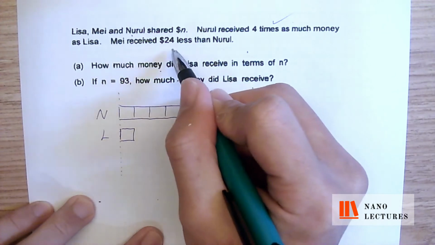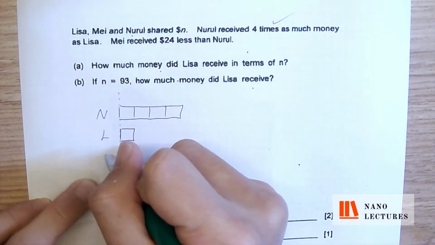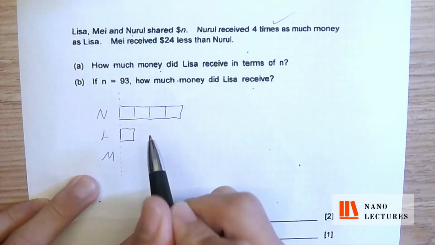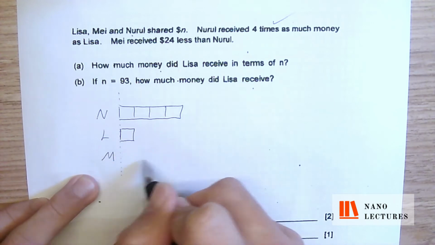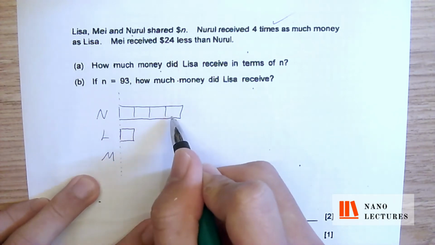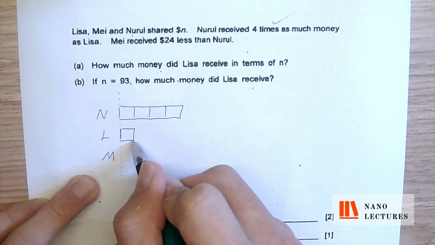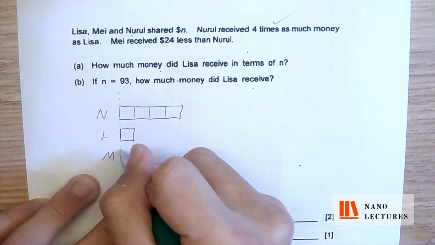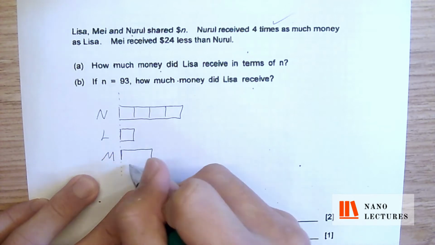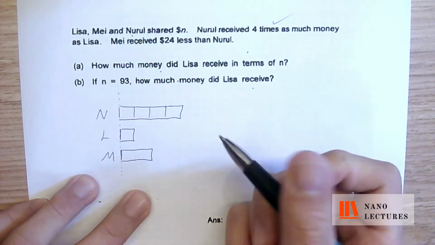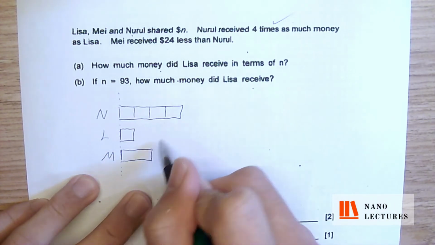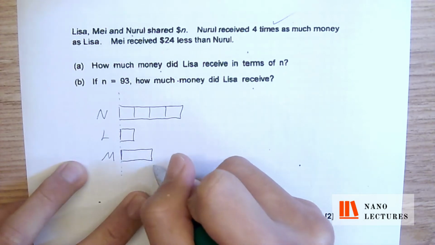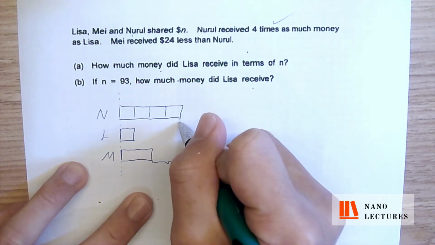Then they said that May received $24 less than Nurul. So this is May. The only thing I know is that the bar I'm going to draw for May will be less than Nurul. But I do not know whether it's more than 1 unit or not. So I have no idea. But does it matter? Not really. So I will just draw any length, and the only requirement is that it needs to be shorter than Nurul. That's all. Okay, so I'm going to label this.